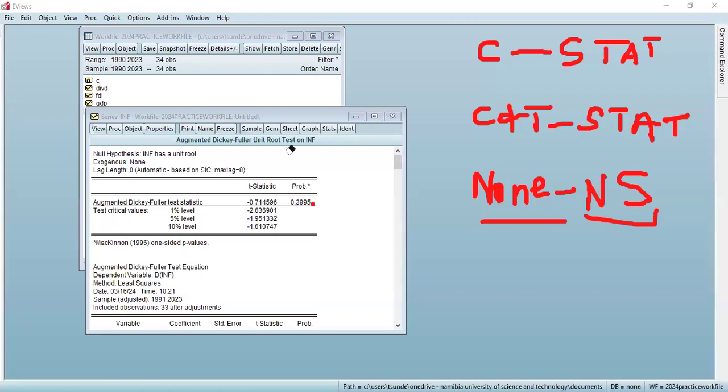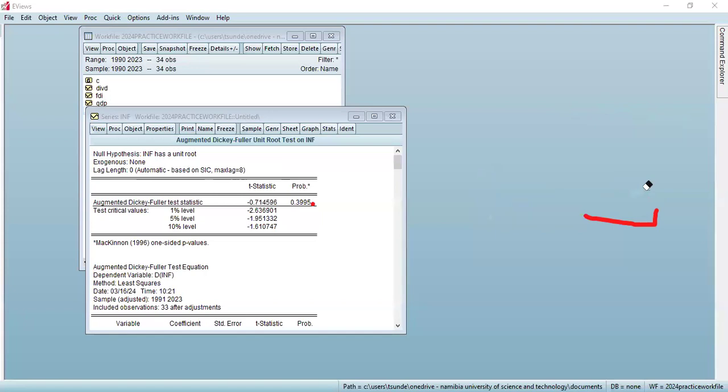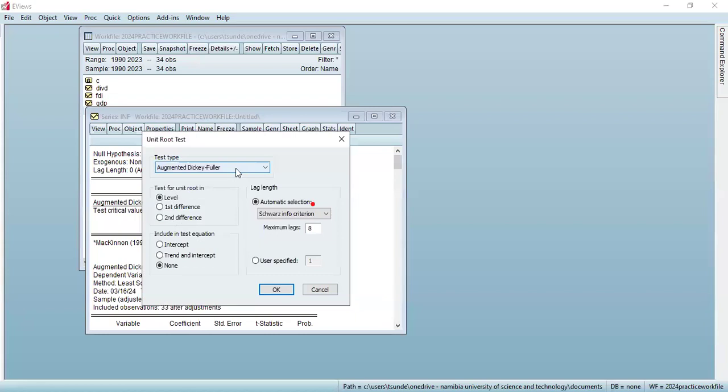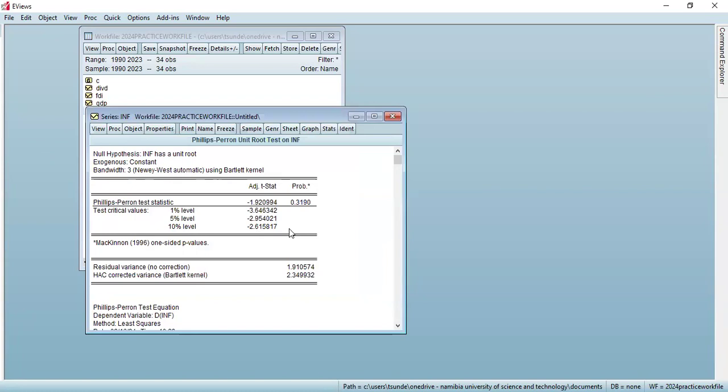The third test that we are going to do, the Phillips-Perron, is considered to be more powerful than the augmented Dickey-Fuller test. So we may actually get results that are slightly different from what we got using the augmented Dickey-Fuller test. So let's do that using the Phillips-Perron and compare the results. Right. So once again, we go to view, unit root. We choose Phillips-Perron. And then the model with intercept, you don't change anything else. You keep everything as it is. Then you click OK. This is our first test. What is it telling us about this variable? Inflation is.